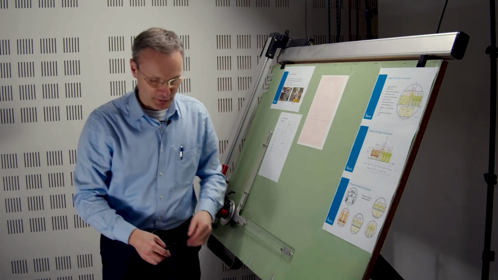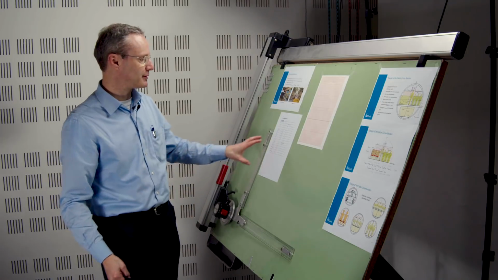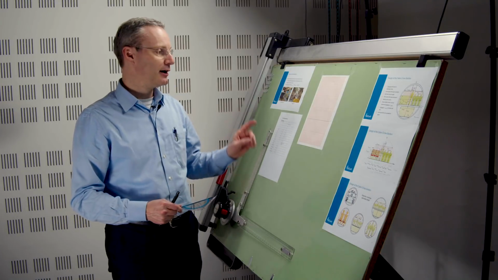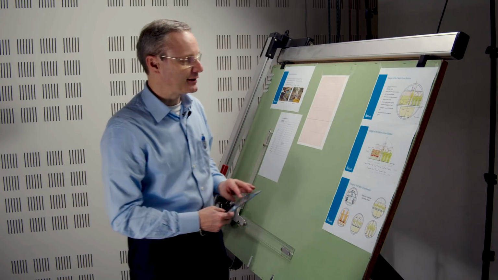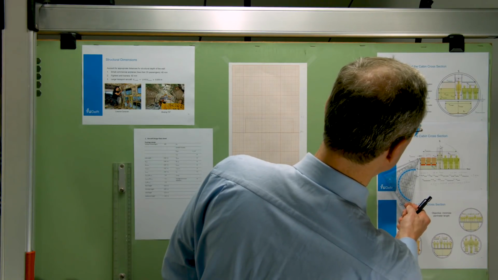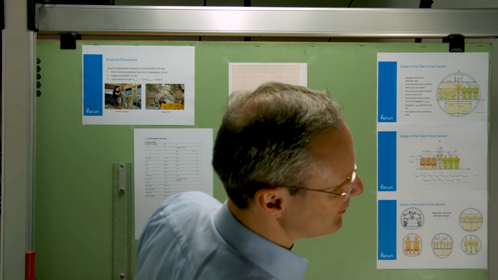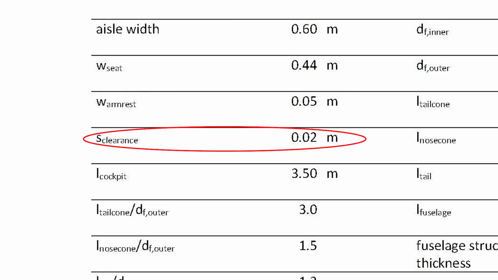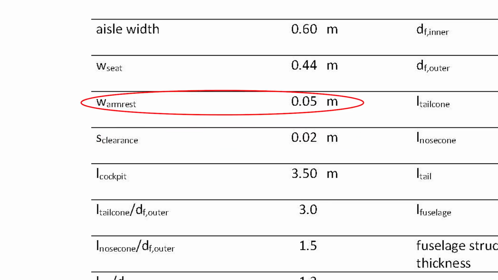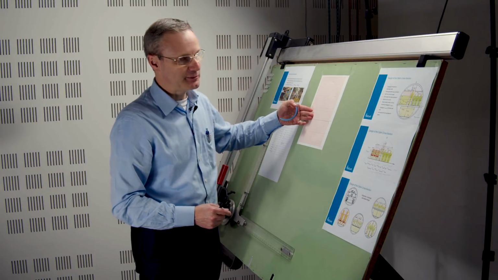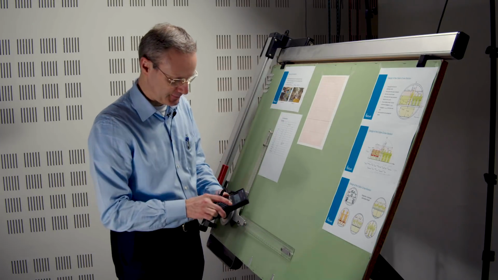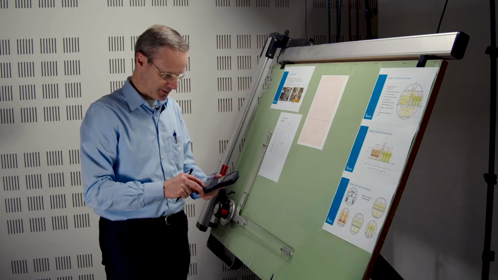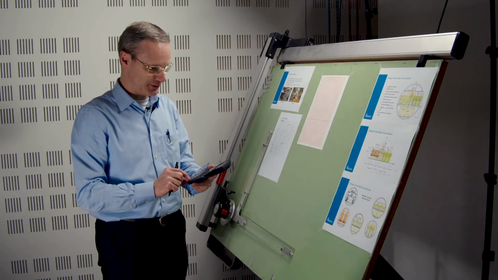How do we do that? Well, it's the middle of the seat. The seat was 44 centimeters wide, so half of the seat is 22 centimeters. But we must also take into account the fact that there is a clearance and there is one armrest to be taken into account. The clearance from the table was 2 centimeters, the armrest 5 centimeters. So we go in 7 centimeters plus 22 centimeters from the edge.